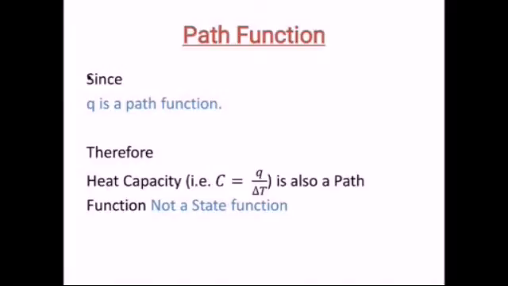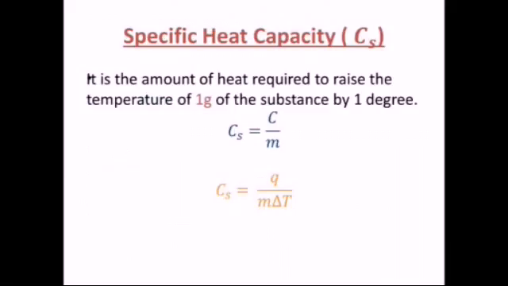Okay, then moving on to the next slide, we have specific heat capacity. It is denoted by capital Cs and it is the amount of heat required to raise the temperature of 1 gram of the substance by 1 degree. So you should remember the quantity of the substance, that is 1 gram. That's why we are using the word specific here. So to raise the temperature of 1 gram of the substance by 1 degree, it becomes specific heat capacity, and it is denoted by Cs, which equals C over m. m is the mass of the substance in grams, and it can be written as Cs equals Q over m delta T.